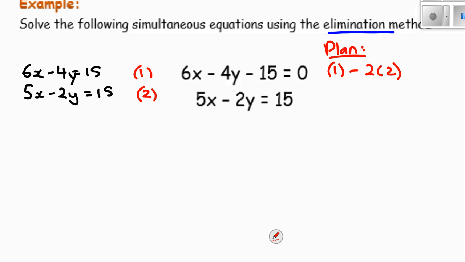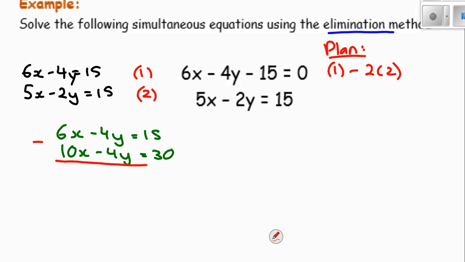Okay, so last question. We've got equation 1 minus 2 times equation 2. 6x minus 4y equals 3. And then 2 times equation 2 would give you 10x minus 4y. Then you double check by subtracting. That's why you get negative 4y minus negative 4y. 6x minus 10x is minus 4x, and it eliminates the y terms.